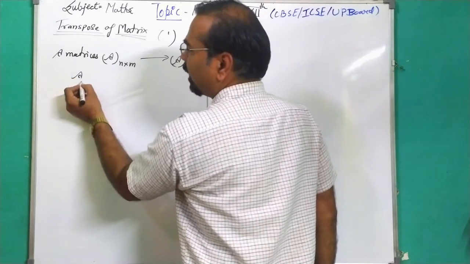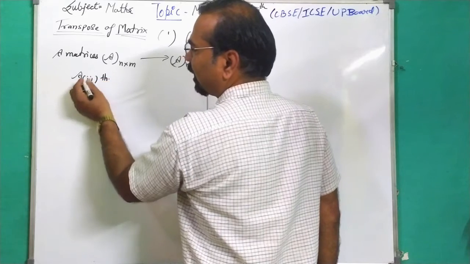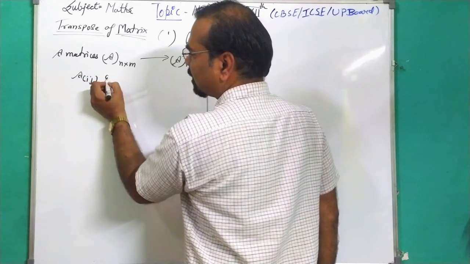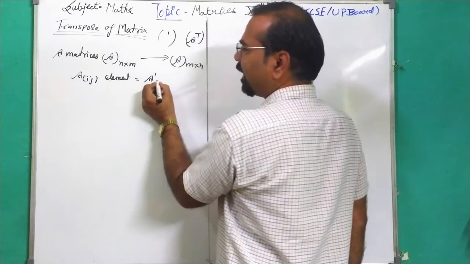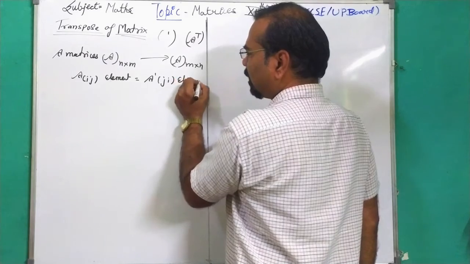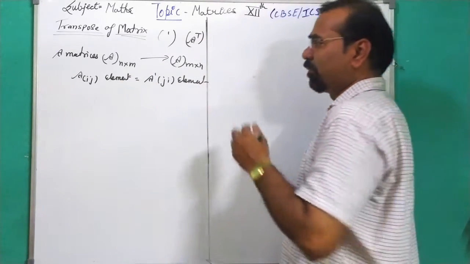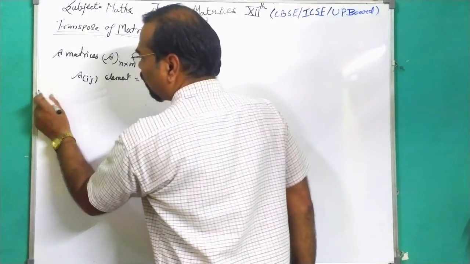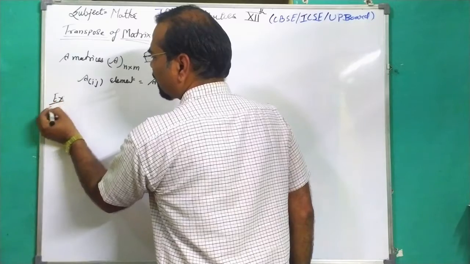Suppose you are given A in terms of its ijth element. Then the transpose, A dash, has the jith elements. That is called the transpose of a matrix. Now we are taking some examples of the transpose of a matrix for students.